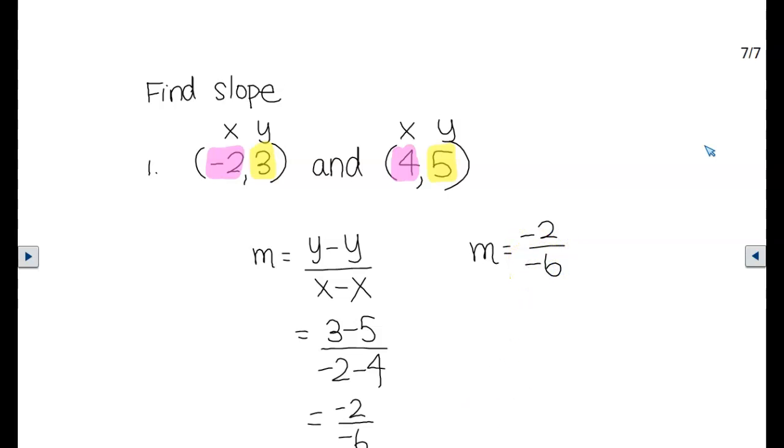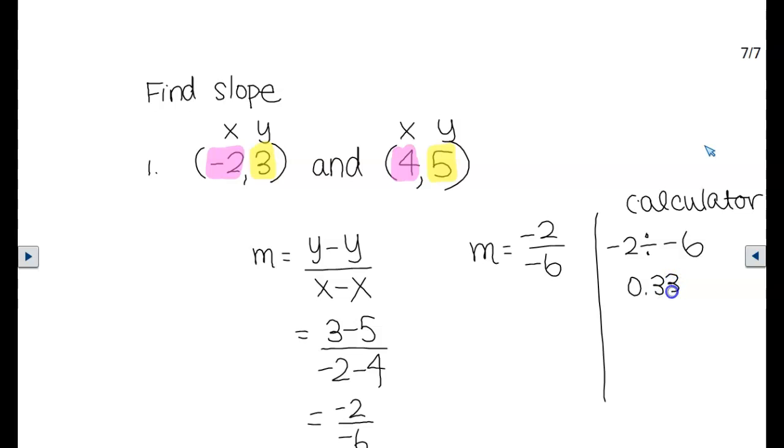And now this becomes just like our graphing problems. You need to put this into Desmos. So you're going to type in negative 2 divided by negative 6. So all of this over here is happening on your calculator. Okay, when you do negative 2 divided by negative 6, you get 0.3 repeating. And because that's a decimal, you will press that little circle that has the fraction inside of it, and that should come out to be 1 over 3. So this slope is a positive 1/3.